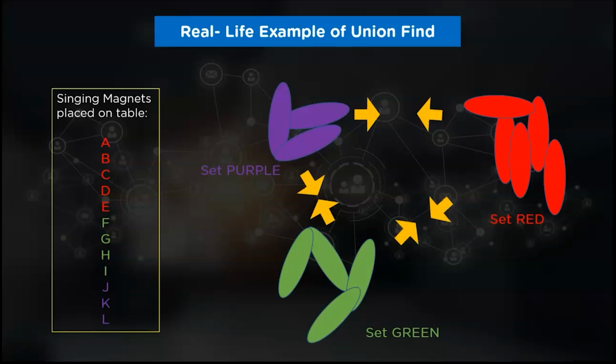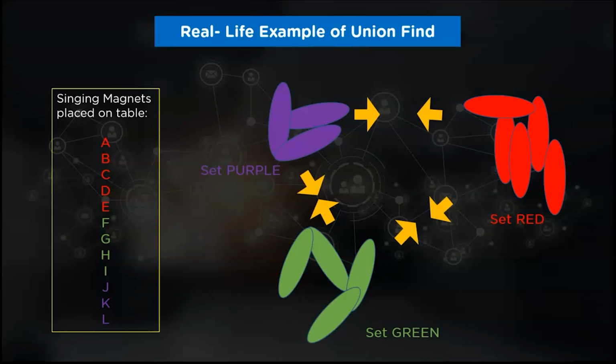But as the magnetic attraction between these groups increases significantly, all these clusters of magnets will end up connecting with each other. This scenario can be related to the union function. The union function merges different sets into a single subset, whereas the find operation helps in extracting the group of the element to which the particular element belongs.